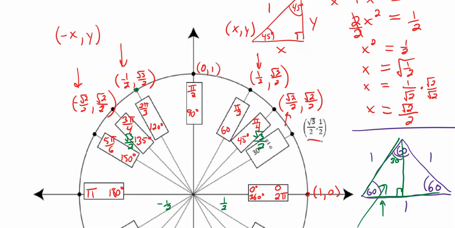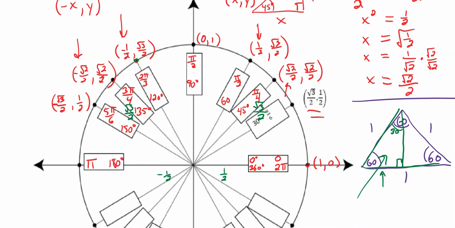Okay, so then the next one would be like this one. So that's going to be root 3 over 2 comma a half, but that's going to be negative, right? All right, good. We're getting there. Oh, no, get rid of that.